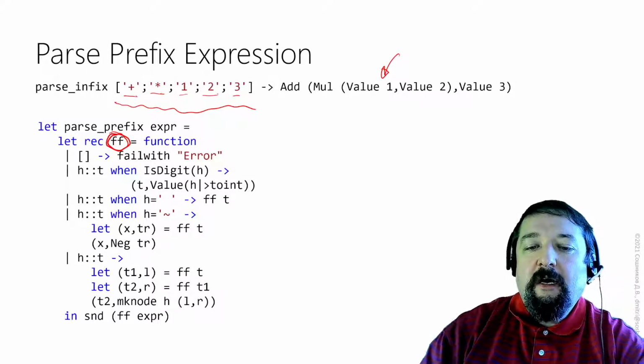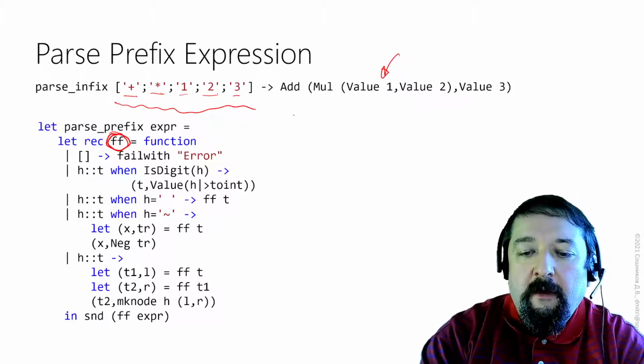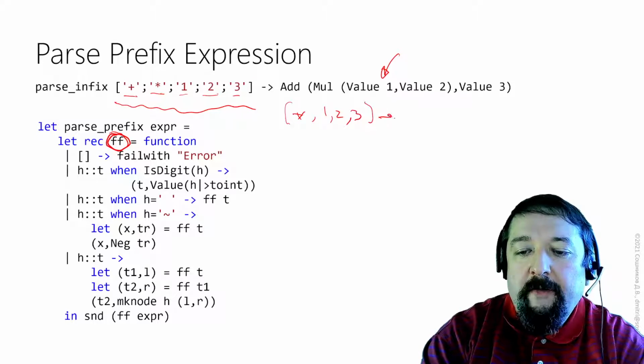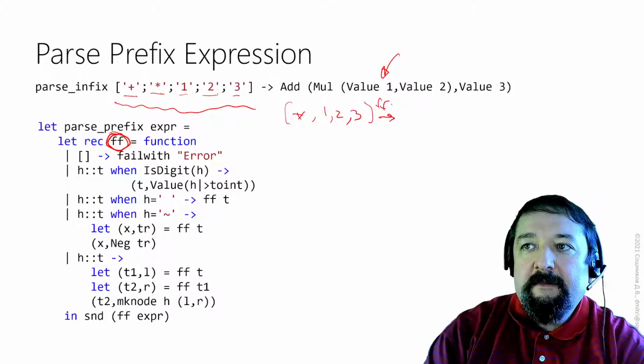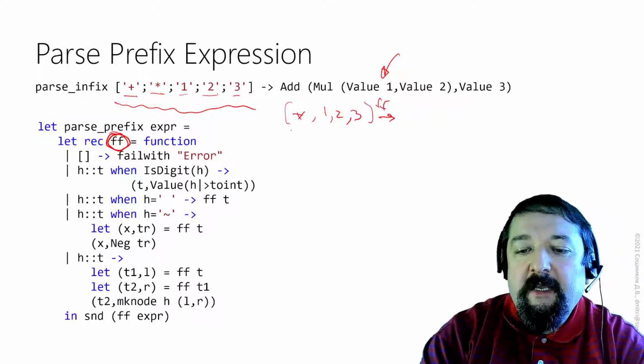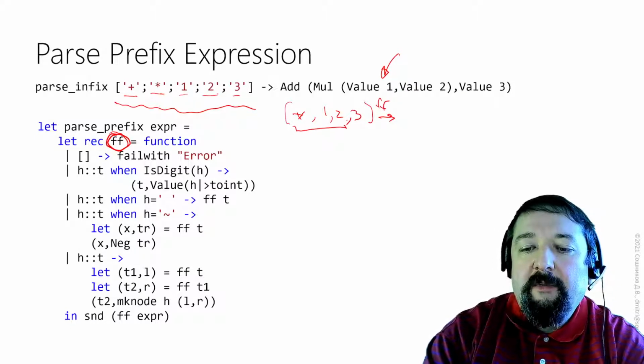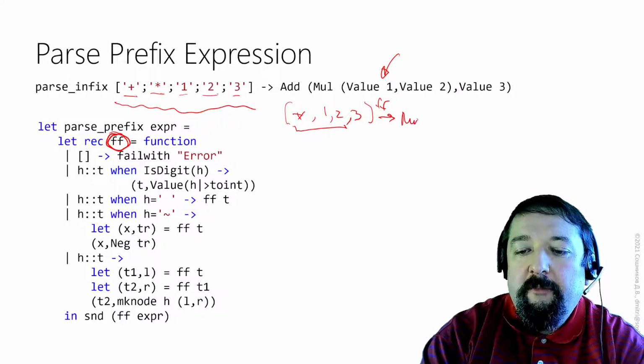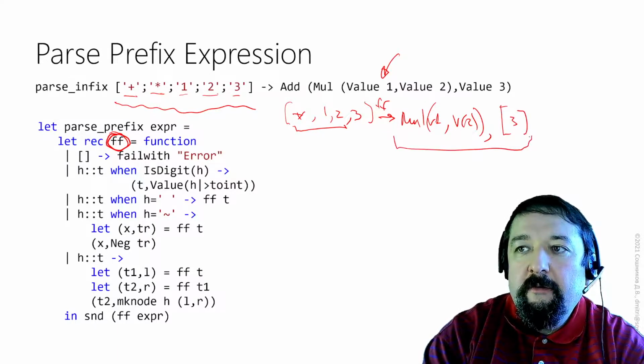So suppose I call my function ff on the list multiply 1, 2, 3. If I call my function ff on this list, it would parse as much as it can. It can parse only multiply 1, 2. So it will return me the part of the tree, multiply, value 1, value 2, and it will return me the remaining portion of the list, which is 3. It will return a pair of values.